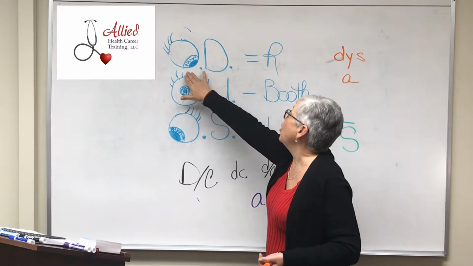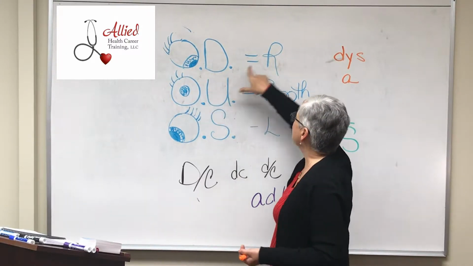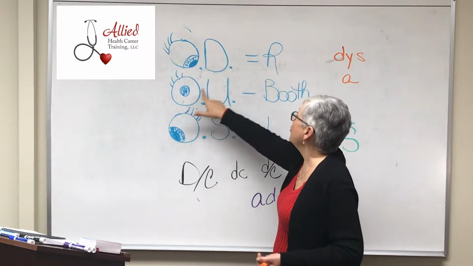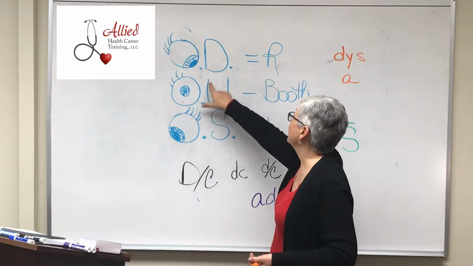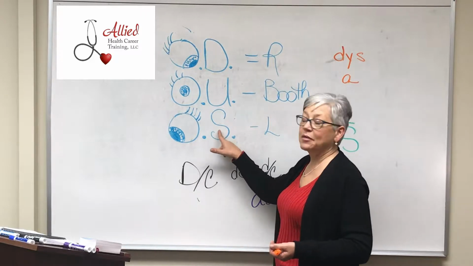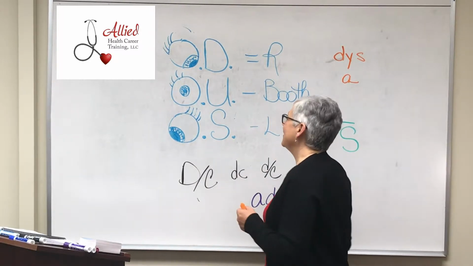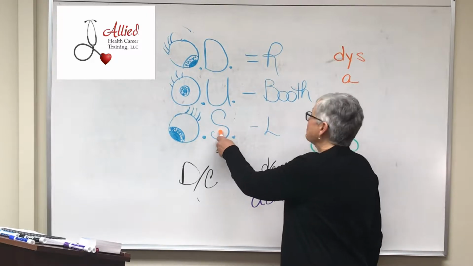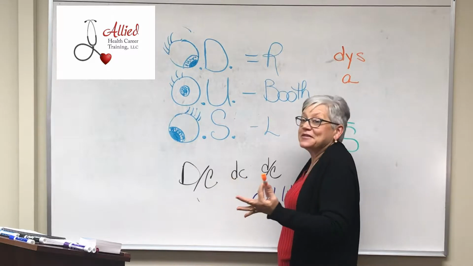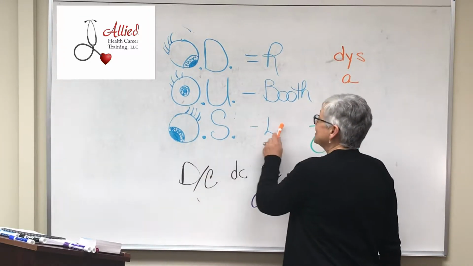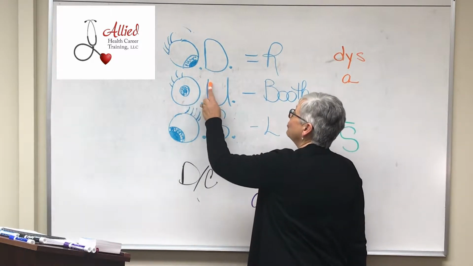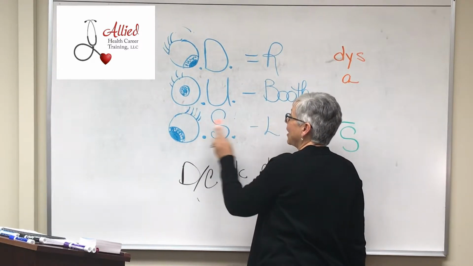O-D. D is dominant. Most people are right-handed, so I remember that this is the right eye. O-U, U is for united, okay? So that would be both eyes. S, a lot of people call left-handed people southpaws, or it's also sinister, or you can always say what's left is left. So O-S is the left eye. So O-D, right eye; O-U, both eyes; O-S, left eye.